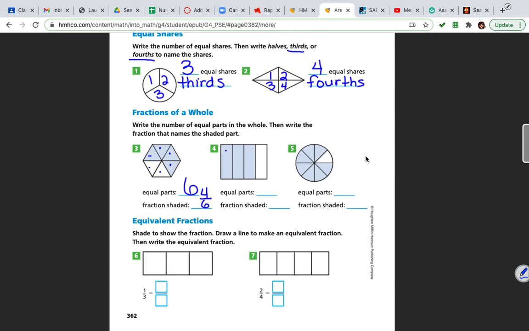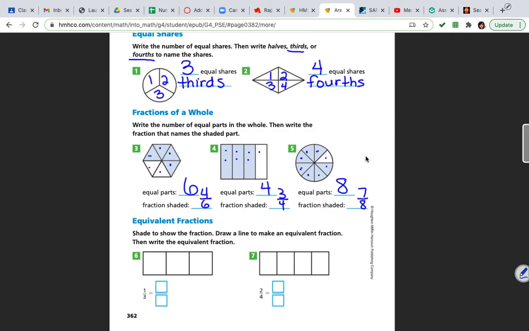Number 4, 1, 2, 3, 4 equal parts. We had 1, 2, 3 shaded. So it's 3 out of 4. Number 5. We have 1, 2, 3, 4, 5, 6, 7, 8 equal parts. You see how I'm touching each one? I don't want to make a mistake. I want to count them. So if I have to touch each one to make sure I count it correctly, that's fine. And then how many are shaded? We had 1, 2, 3, 4, 5, 6, 7 out of 8 are shaded.